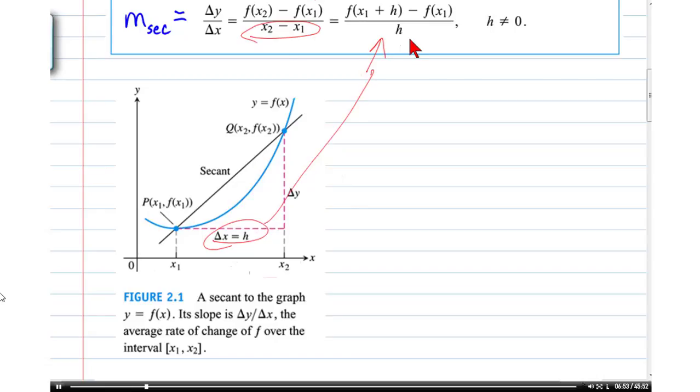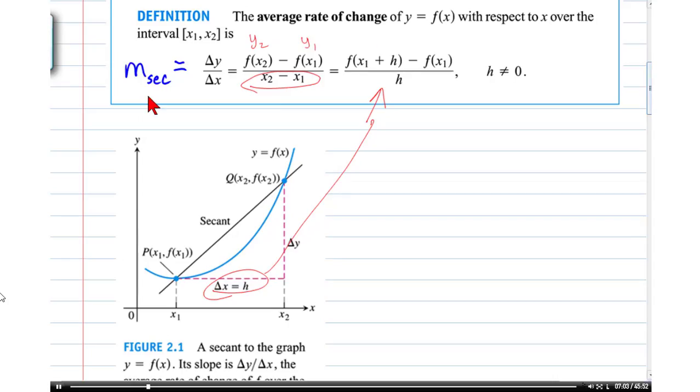If we let h be the difference between x2 and x1, we end up with this formula. These are all equivalent. This is the slope of the secant line. You find it by finding the change in y over the change in x, which is the difference between the y values over the difference between the x values. Another way of expressing x2 is x1 plus h.